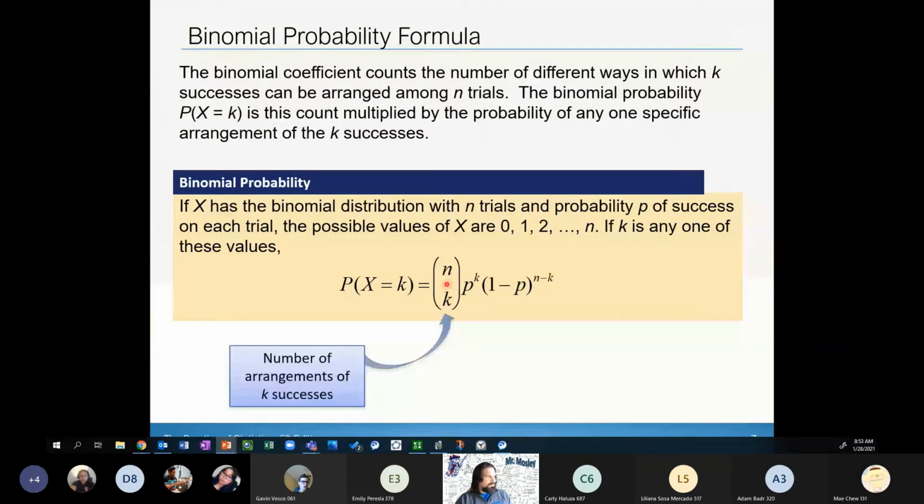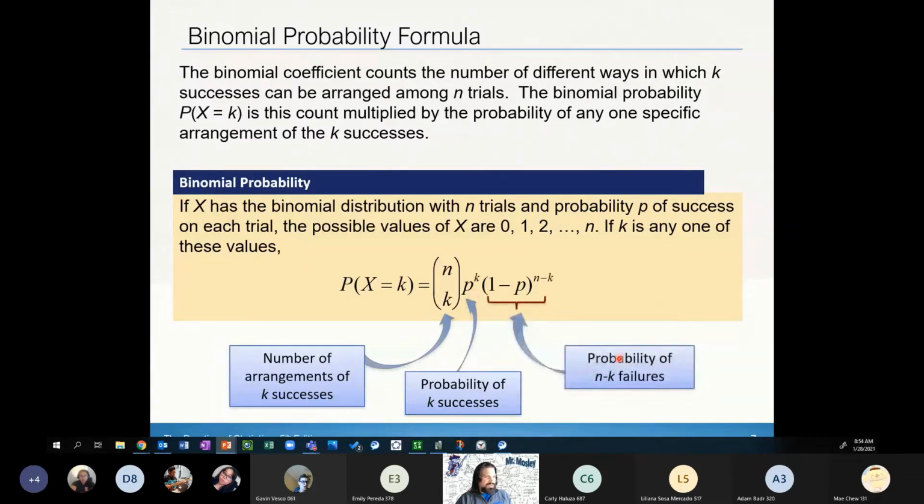And again, this is the number of arrangements of k successes in n trials. This is our probability of k successes, this thing here. And this is the probability of n minus k failures. So this is our binomial probability formula.